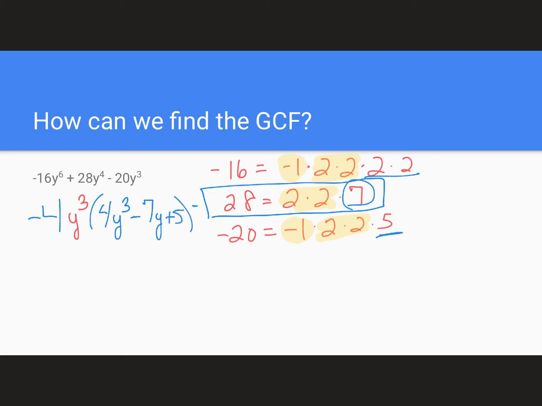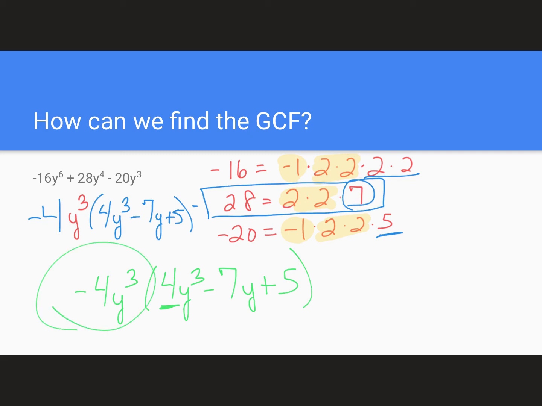So my final answer for this one would be -4y to the third times 4y to the third minus 7y plus 5. An important thing to remember is that they like you to make sure that this first leading coefficient is positive when you're factoring. So if you ever do one and it comes back and tells you it's wrong and you have left that negative, sometimes they will mark that incorrect if you don't pull out the negative.